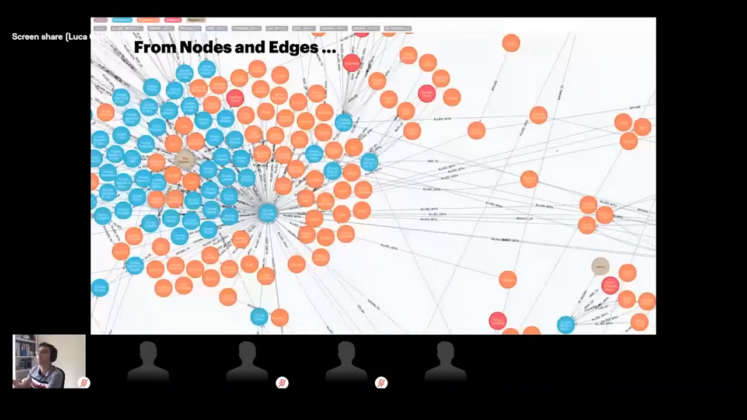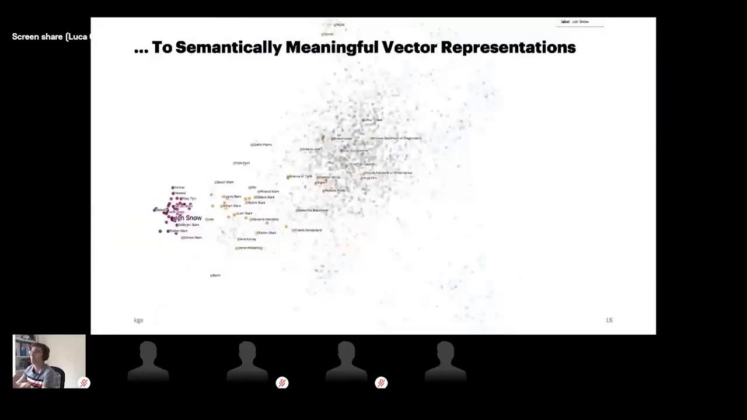And we therefore start from a graph made of nodes and edges, and we move to a vector space where each point represents a concept, and the position in the space of each point is semantically meaningful. It means that, as it happens in word embeddings, similar concepts show up in similar portions of the embedding space, which is a property that we'll leverage later on for downstream tasks, right?